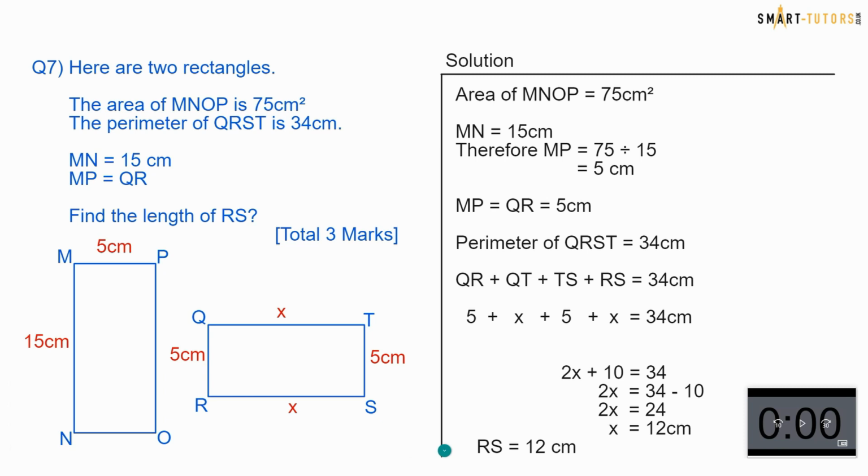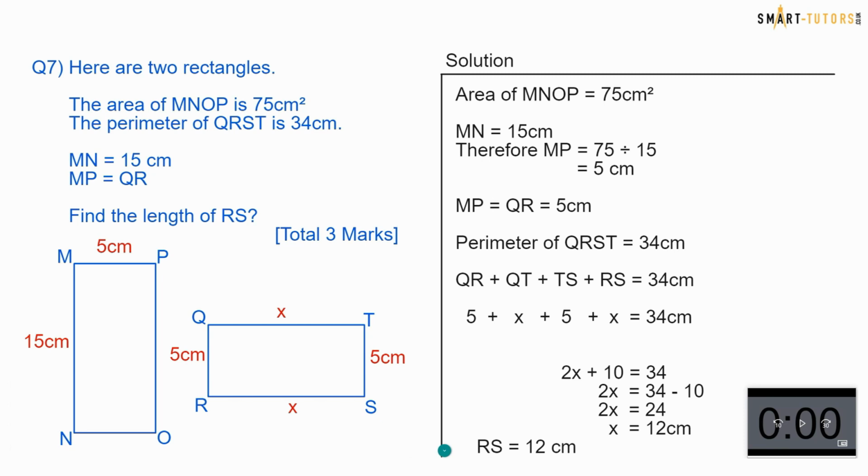So the area of MNOP is 75. MN is given as 15. Therefore, area is length times width, so the area divided by the length 15 gives 5 centimeters. That is the width of the MNOP rectangle. So once you find MP, MP is equal to QR. So in the other rectangle, QR is 5 centimeters. The opposite sides are equal, so that is also 5 centimeters.